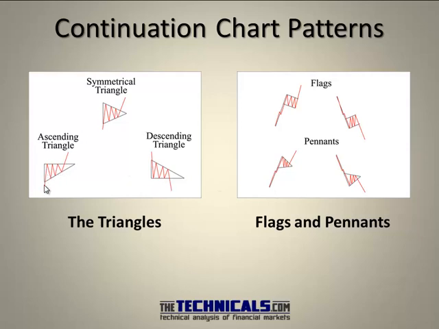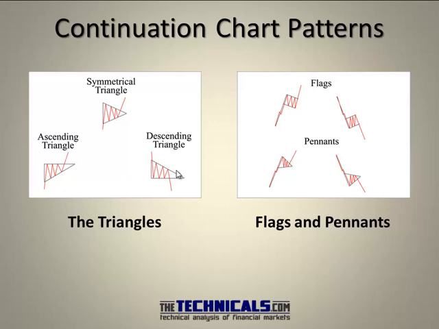Over here on the left-hand side, we have the ascending triangle. We have price moving up into this consolidation of this triangle, and then a breakout above the upper border of the triangle gives us an opportunity to go long or to buy on a breakout of this consolidation, continuing the previous uptrend. Ascending triangles are biased slightly to the upside.